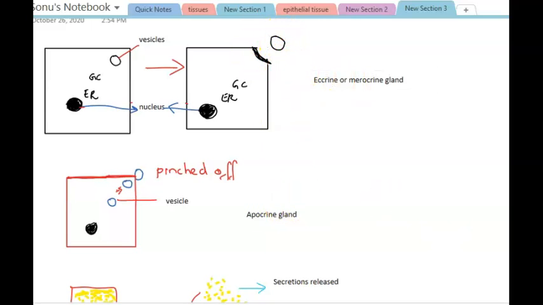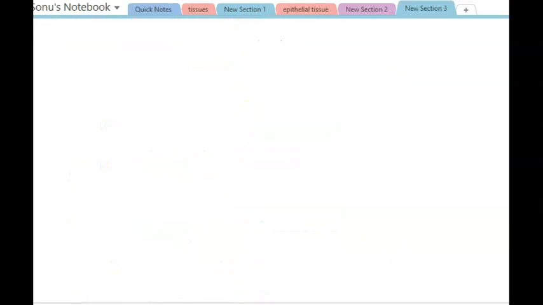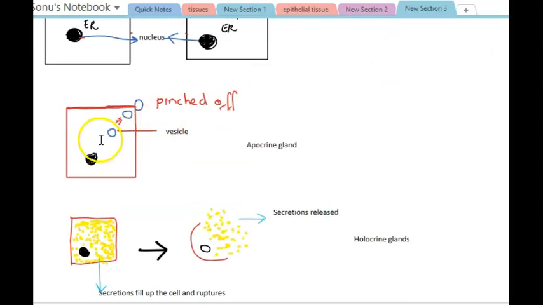Then next is apocrine glands. Apocrine gland means here the cell, the same mechanism, the secretory vesicles will reach the surface. No, exocytosis is not happening. Instead, they come to the end and they are getting pinched off from the cell surface. And these are called apocrine glands, and these are usually found in the mammary glands. The secretory vesicle as such is pinched off from the cell.